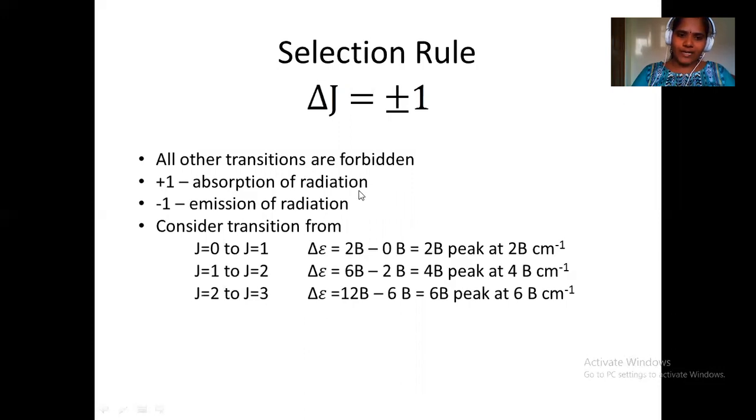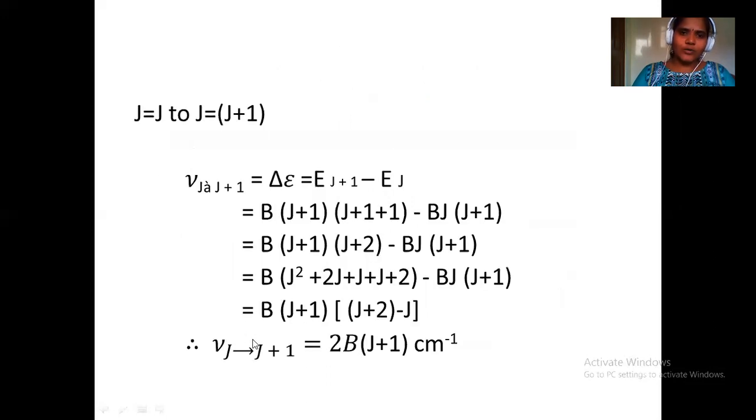that is required for transition, if a molecule is undergoing transition from J equal to 0 to 1, the energy it requires is 2B centimeter inverse. So if that absorption is done, you'll get a peak at 2B. If a molecule is there at J equal to 1 and it tries to move to J equal to 2, then the energy gap between those two levels is equal to 4B and you'll get the peak at 4B. And you can calculate further what you will get.